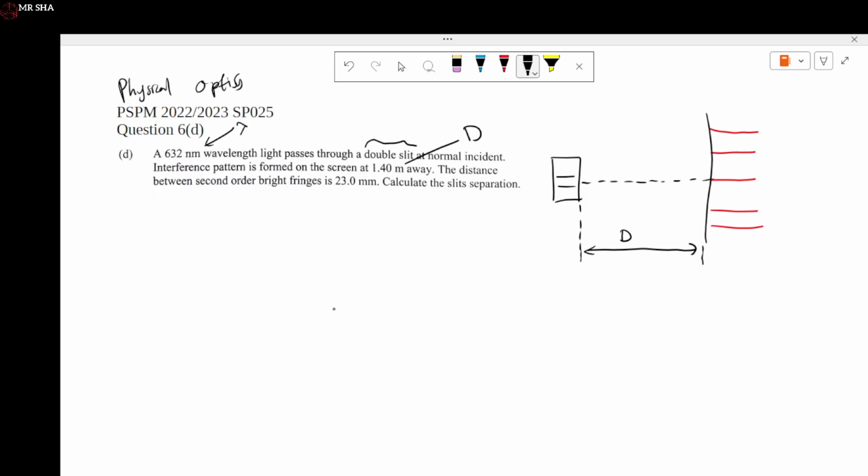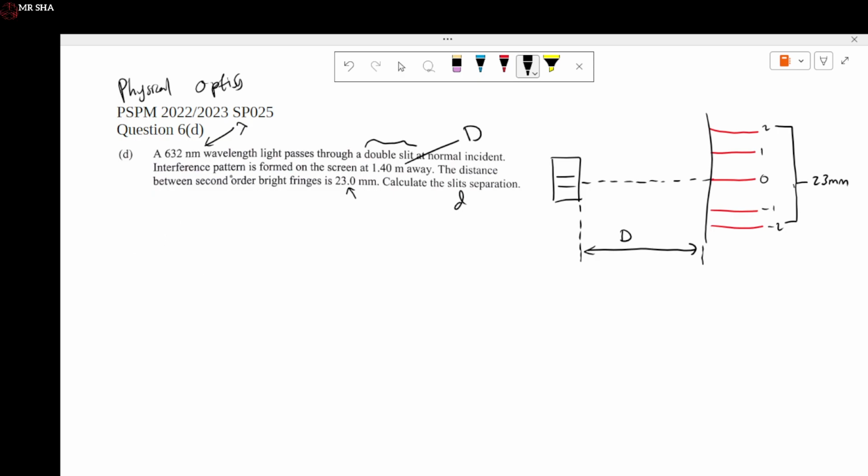This is my D. The distance between second order bright fringes is 23 millimeters. So this is my central maximum, first order, second order, first order, second order. The distance between these two is going to be 23 millimeters, the distance between second order bright fringes. Calculate the slit separation. So I'm looking for the slit separation.